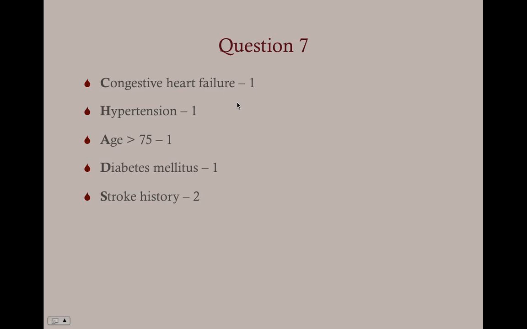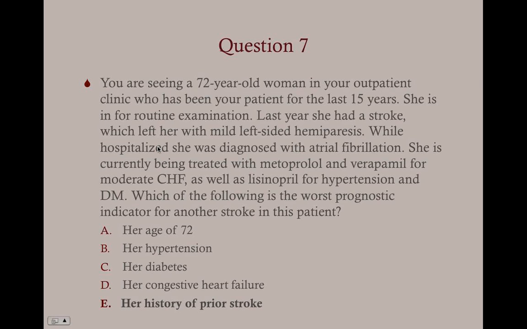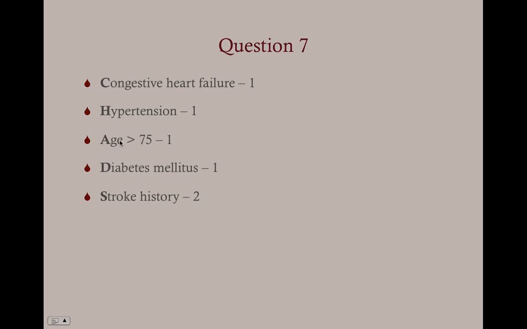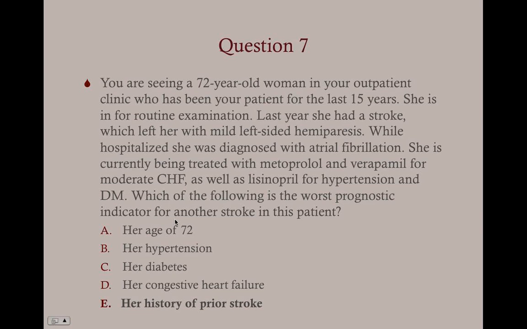CHADS will each get 1 point, so congestive heart failure, hypertension, age greater than 75, actually she's 72, so that's not a risk factor. Sorry about that. Okay, age greater than 75 would be a point. Diabetes would be a point. Stroke history would be 2 points. So the stroke history is going to be the greatest contributor. It's going to increase her risk the most. Either way, an age greater than 75 will raise her risk, but this woman doesn't have an increased risk due to her age.